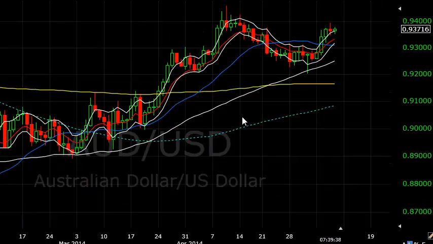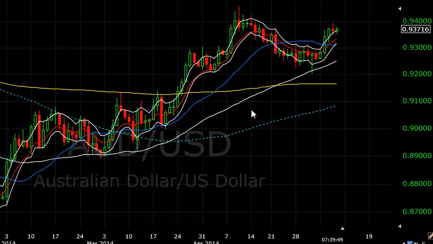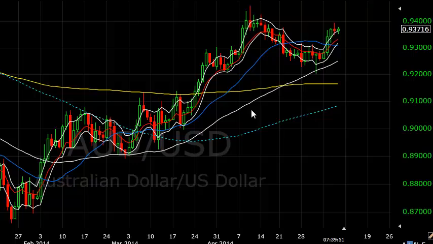The Aussie dollar overall has pretty good price action, not being affected here. So for the Aussie dollar, we should be looking for the potential for this ultimately to run back up towards these highs.